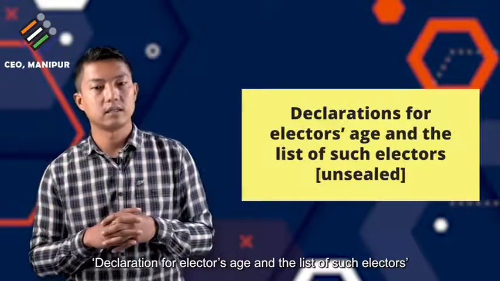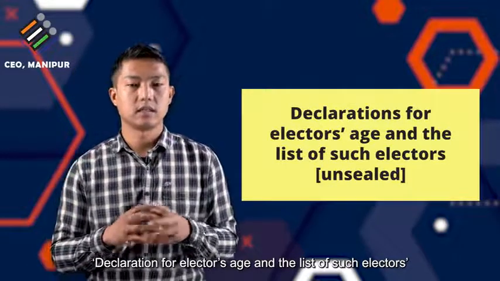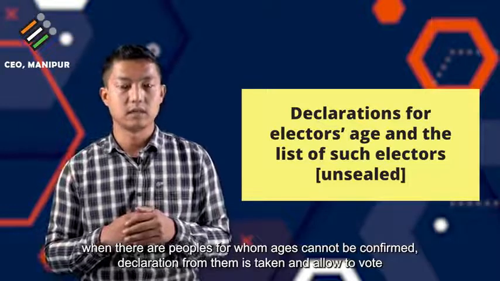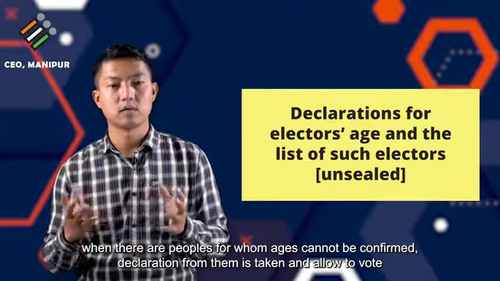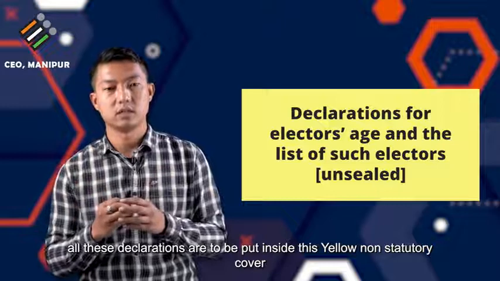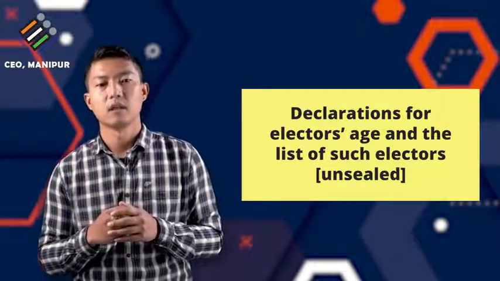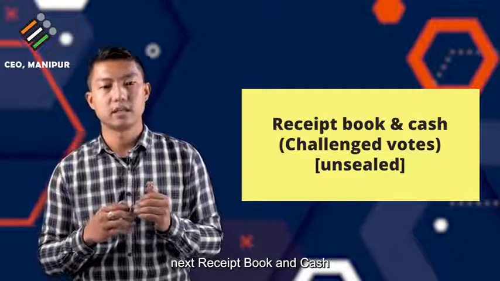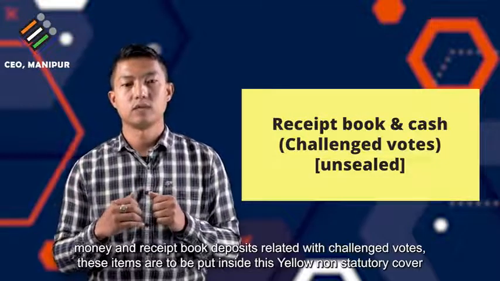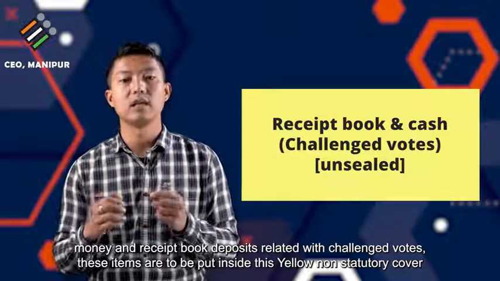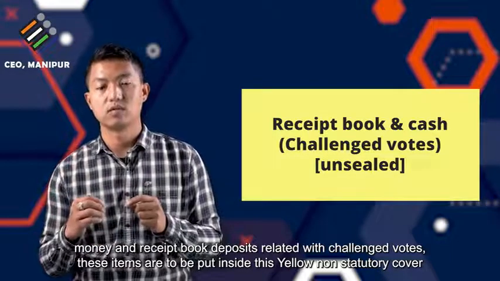Declaration of electors' age and the list of such electors. When there are people whose ages cannot be confirmed, a declaration from them is taken and they are allowed to vote. All these declarations are to be put inside this yellow non-statutory cover. Next, receipt book and cash. Money and receipt book deposits related to challenged votes are to be put inside this yellow non-statutory cover.